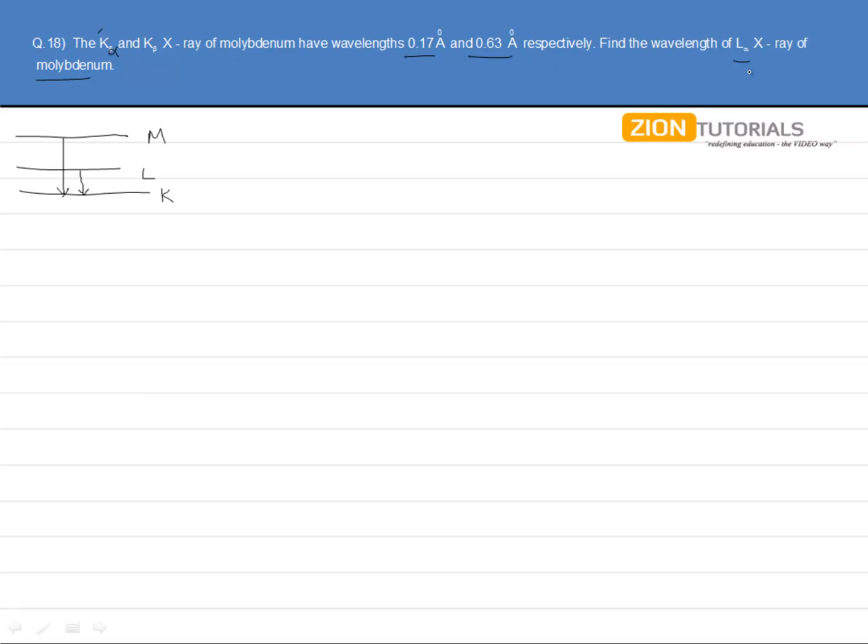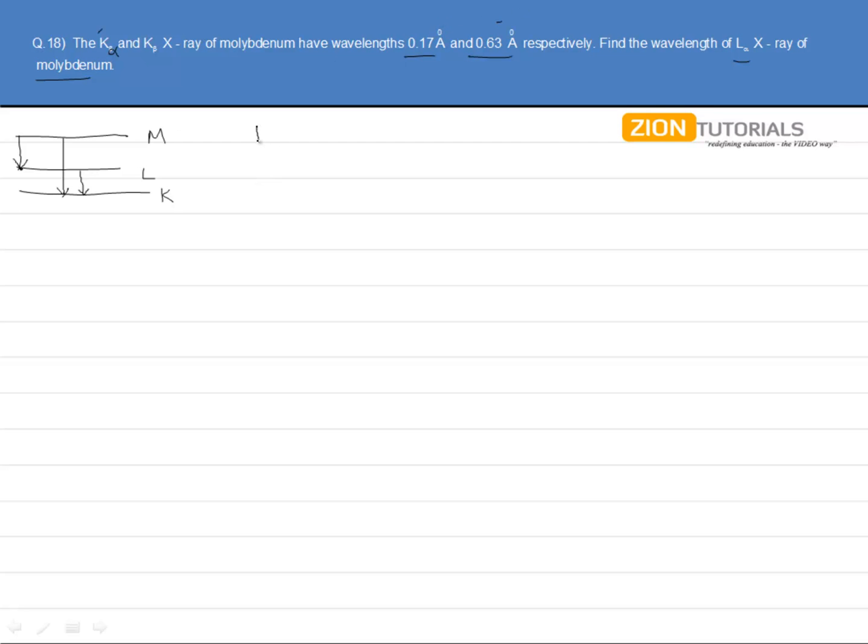Then we need to find the L alpha X-ray. So L means the orbit is L, on which the electron is getting jumped, and it is alpha, that is the first transition. So it is the transition from M to L. So this was the only thing needed. Now the only thing we have left to do is just write the expression for the energies of these orbits and the wavelengths given here.